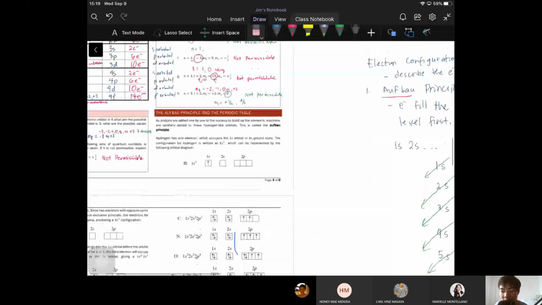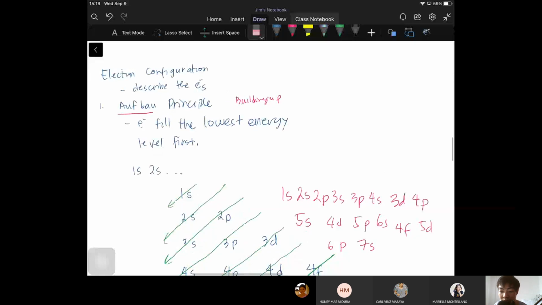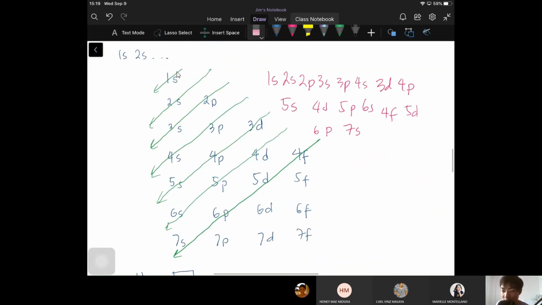Then, we discussed the electronic configuration. Ito yung proper way of placing electrons in your atoms. So, in placing electrons in your atoms, you have to follow 3 rules. Number 1, the Aufbau principle, or the building up principle. So according to Aufbau, you fill the electrons on the lowest energy first. So paano mo malalaman yung sequence ng energy levels from lowest to highest?